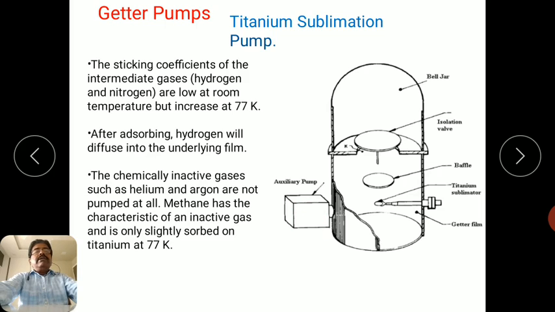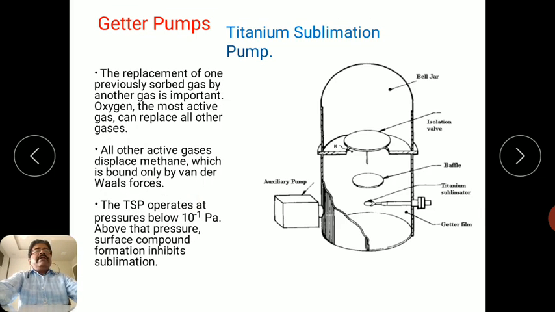Then another gas molecule like methane has the characteristic that it is an inactive gas, and at lower temperatures, up to 77 Kelvin, its sticking coefficient can be slightly improved so that it can be absorbed on the titanium surface. But still, that is not an efficient way to pump with the help of a titanium sublimation pump.